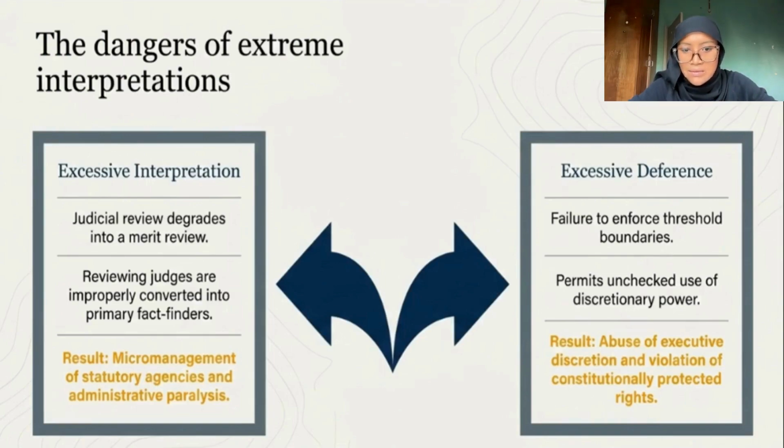So moving on to the last slide, which will be talking about the dangers of extreme interpretations. Basically, we need to avoid the dangers of extreme interpretations because on one side, excessive interpretation can cause judicial review to become a merit review, where judges may effectively become primary fact finders. This can lead to the micromanagement of statutory agencies and administrative paralysis. On the other side, excessive deference may fail to enforce proper legal boundaries and allow discretionary power to go unchecked. This may result in abuse of executive discretion and even violations of constitutionally protected rights. So the overall conclusion is that the doctrine requires balance. The court must provide enough review to control serious administrative errors, but not so much that they take over the role of administrative authorities. So that will be the last point for my part.